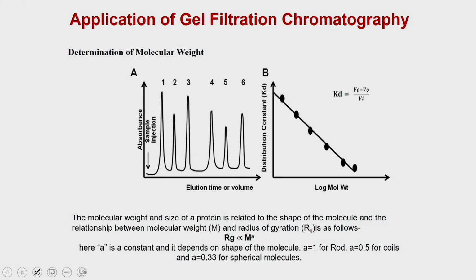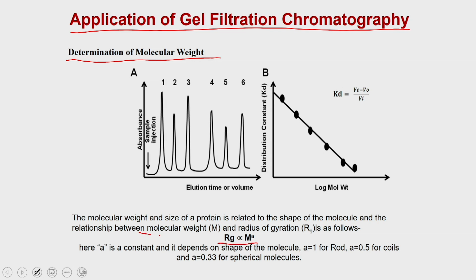Now, let us see the application of gel filtration chromatography. Apart from purification, gel filtration chromatography is extensively used for determination of molecular weight. As you remember, we have just discussed that the molecular weight is related to the number of residues which a particular protein is going to have, and the number of residues is also directly related to the radius of gyration, which means the radius of gyration is directly proportional to the molecular weight.